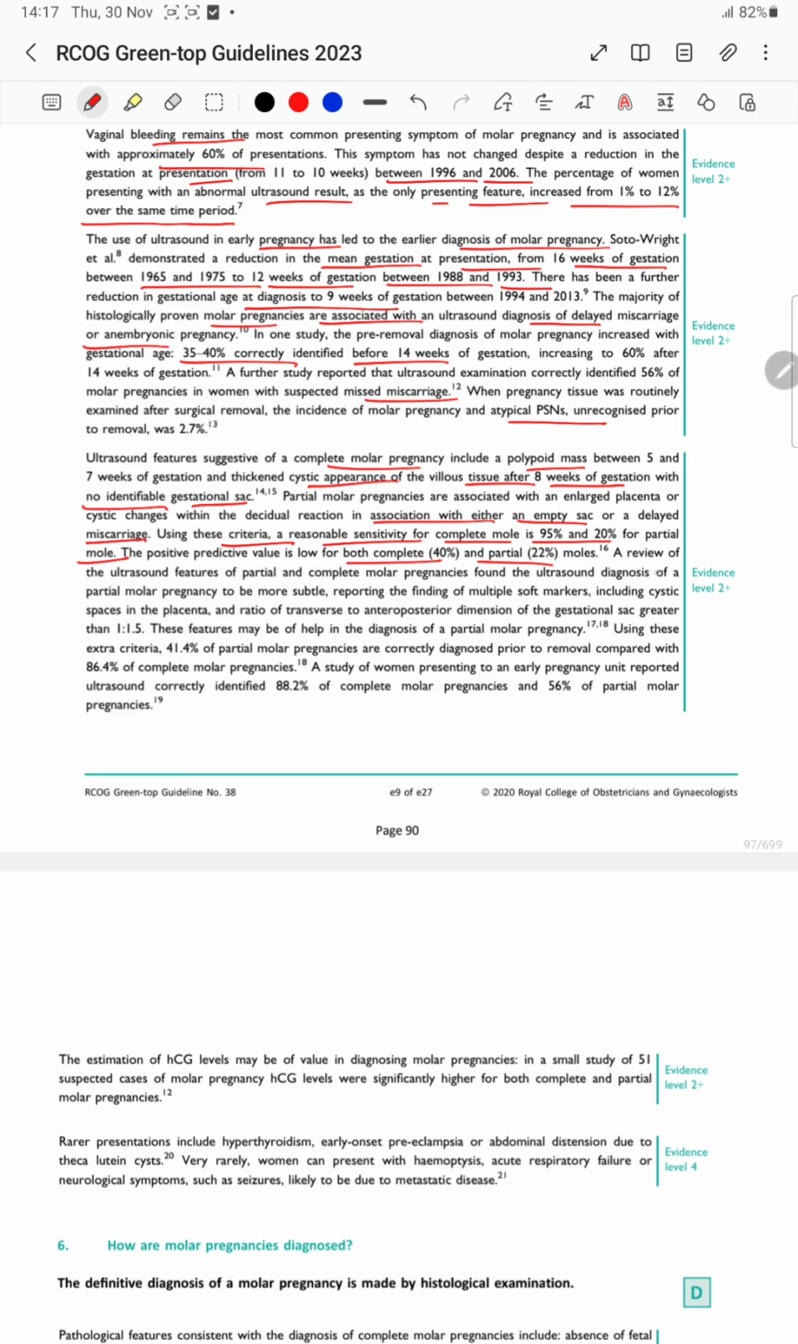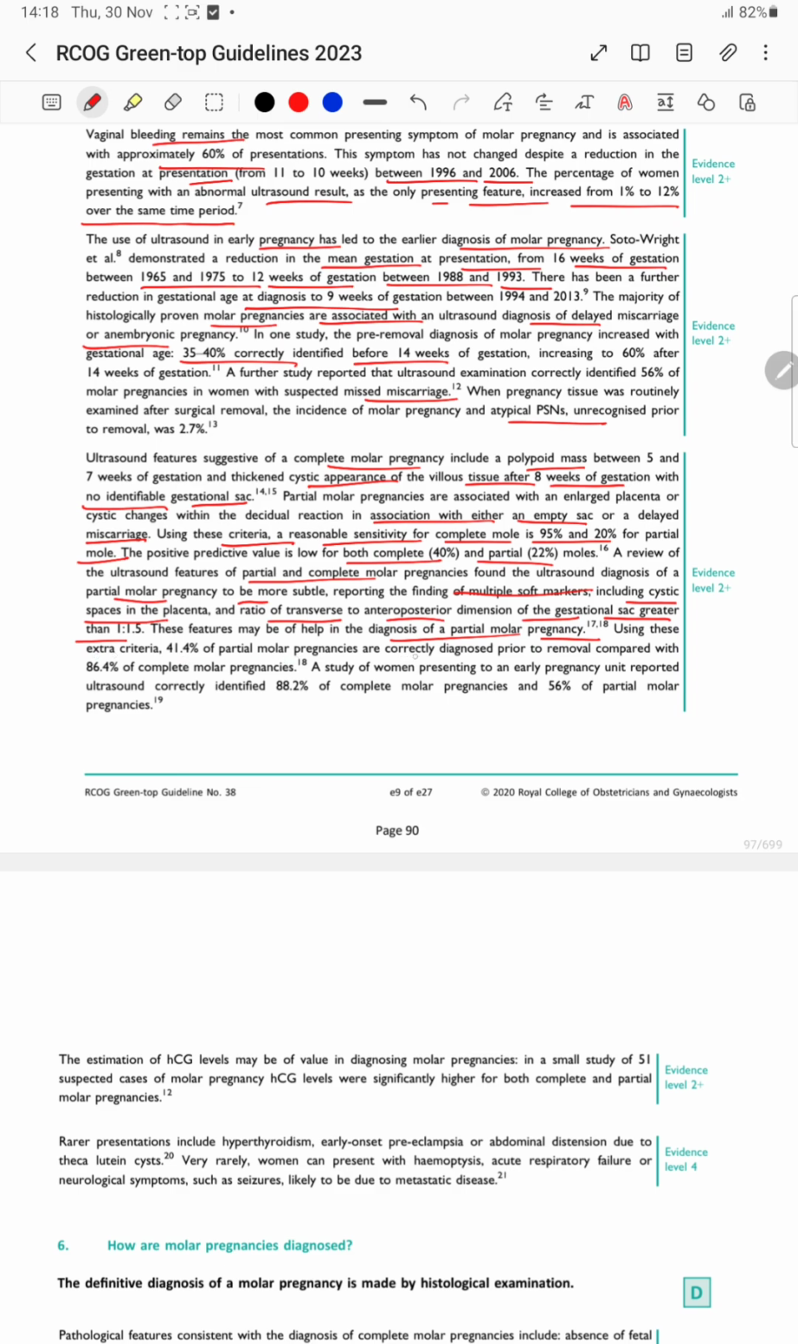A review of the ultrasound features of partial and complete molar pregnancies found the ultrasound diagnosis of a partial molar pregnancy to be more subtle, reporting the findings of multiple soft markers, including cystic spaces in the placenta and a ratio of the transverse to the anterior-posterior dimensions of the gestational sac greater than 1.5. These features may be of help in the diagnosis of a partial molar pregnancy using these extra criteria.